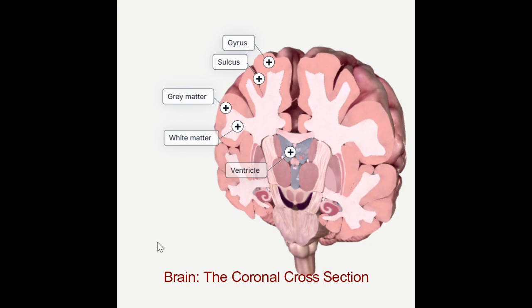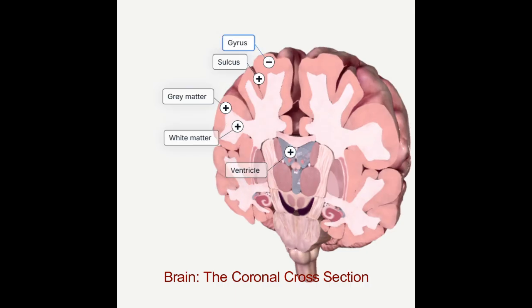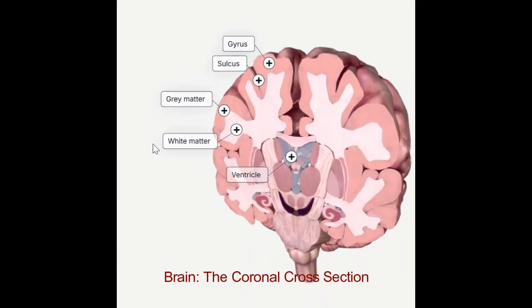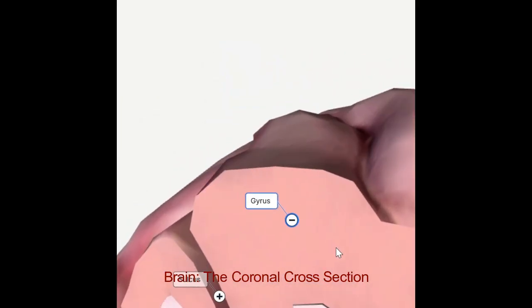Let's look at the labels, starting from the gyrus. From our previous video, we know that the brain surface, called the cerebral cortex, is folded into a series of gyri. One is called a gyrus and the plural is called gyri. This is like a hill. And we also have the sulci.